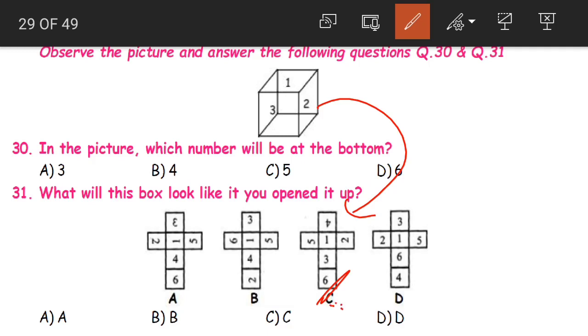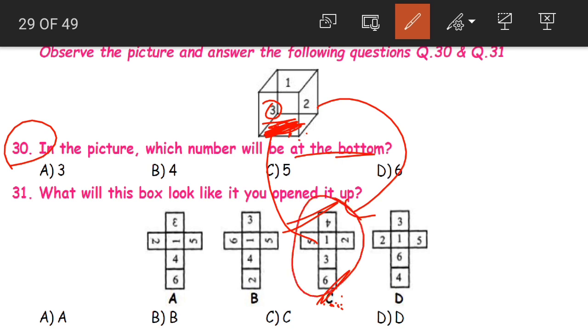Now, as you know for sure that this is the numbering of the given box, with the help of these you can answer question 30 as well. See, at the bottom means which side? The side which is below 3. Yes, the side which comes after 3, below 3. Now from this figure, find out the side that will come below 3. This one. So what is the number? The number 6. So for question 30, the answer becomes option D, that is number 6.